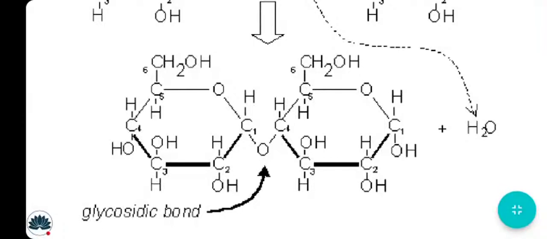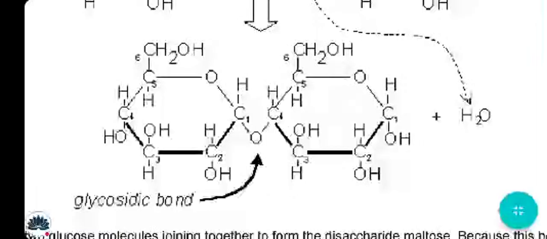Okay, there is a glycosidic bond and the water is in the product. So whenever the examiner asks you to make the diagram of condensation, with the glycosidic bond and the water in the product, you are required to draw it like that. Okay, I hope that's easier.